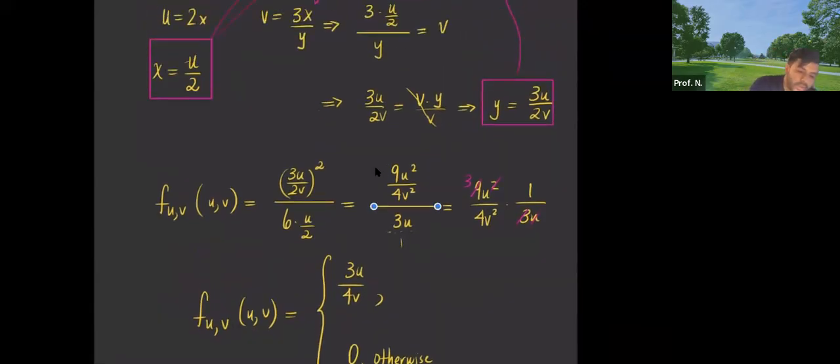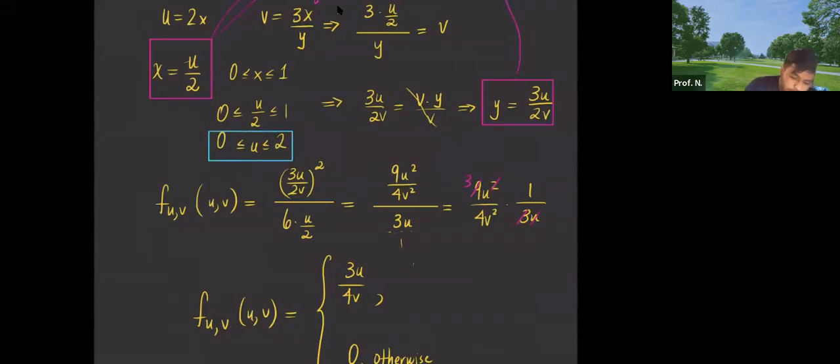Well, I know x is what? X is between 0 and 1. But then I know also x is u over 2. So I can replace that. And then what does u have to be between? 0 and 2, right? So 0 and 2 are the bounds for u. Has to be.